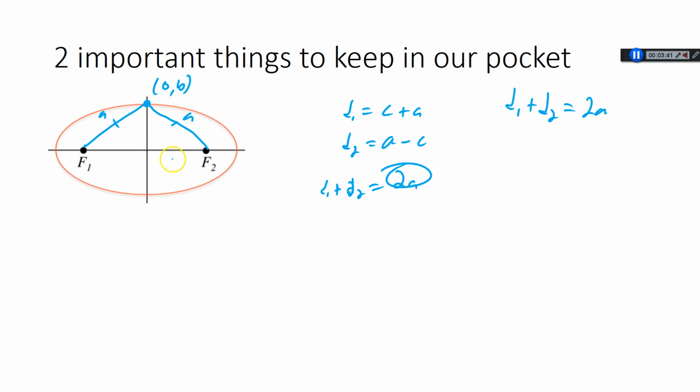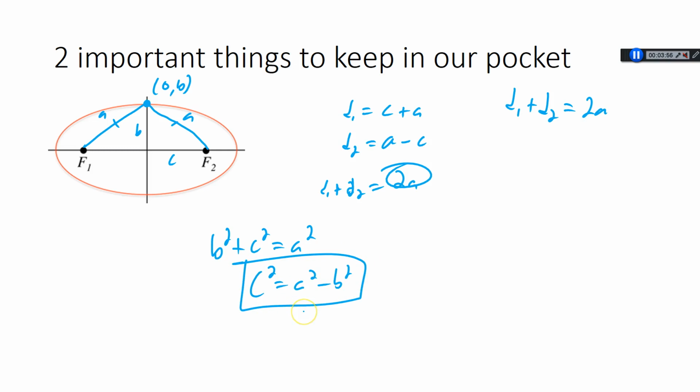So now what we're going to do, we know this is c, this is b, and this is a, and we can make a relationship between a, b, and c. b squared plus c squared equals a squared. This is where c squared equals a squared minus b squared comes from. Right? That was one of the things that we kind of took on faith when we first learned, right?